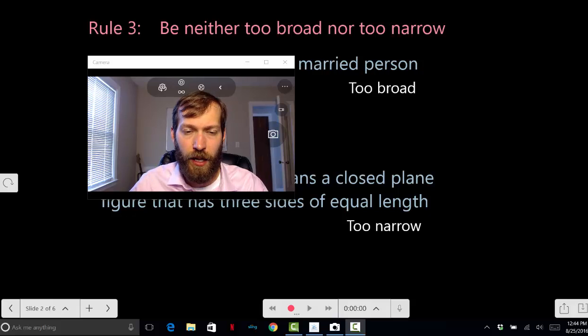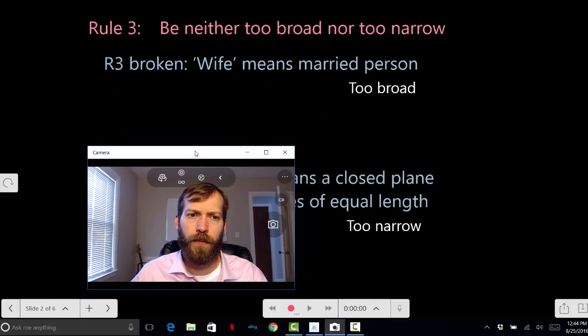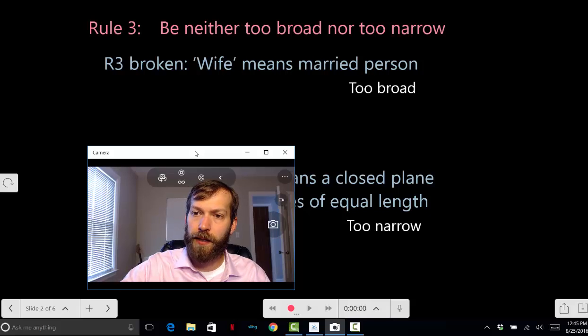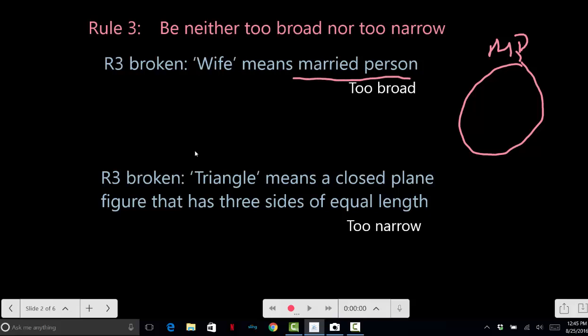So let's look at a couple of examples to make this more concrete. Here's one instance of rule 3 being broken. The word "wife" means "married person." This definition is too broad. Why? Well, if we think about married people, and notice that based on our definition, we're saying that "wife" means the very same thing as "married person" or "married people."